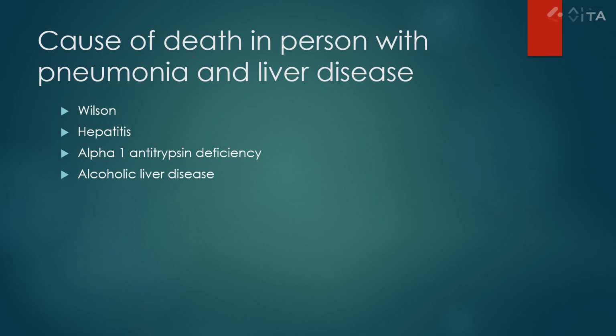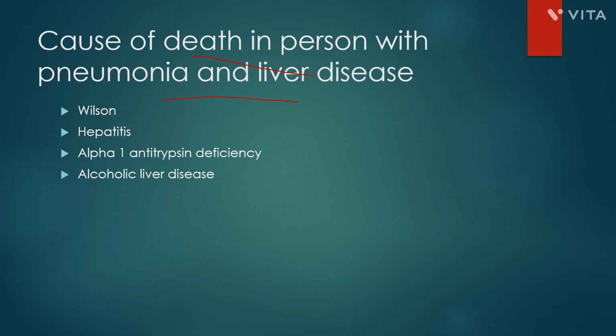Cause of death in a person with pneumonia and liver disease. So if the patient had liver disease, some raised transaminases, now coming with pneumonia, after 2 days of pneumonia, they die even after starting antibiotics. And the options included Wilson, acute hepatitis, alpha-1 antitrypsin deficiency, alcoholic liver disease. But it was not alcoholic liver disease because AST was not that much high. Because in alcoholic we say AST is 2 times more than ALT, but it was not the case.